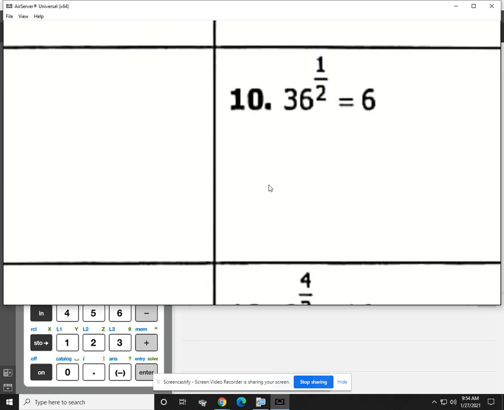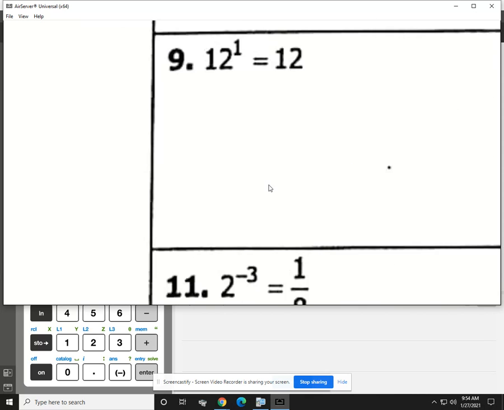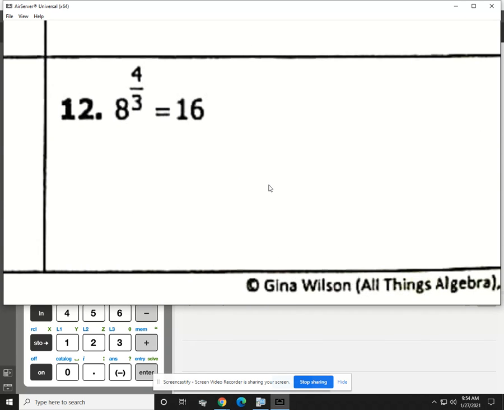Okay, let's go through these pretty quickly then. How do we do 10? Log base 36 of 6 equals 1/2. Done. Just like that. Every time. Okay, I'm going to skip number 9 for a second. Go to number 12. What we got? Log base 8 of 16 equals 4/3.